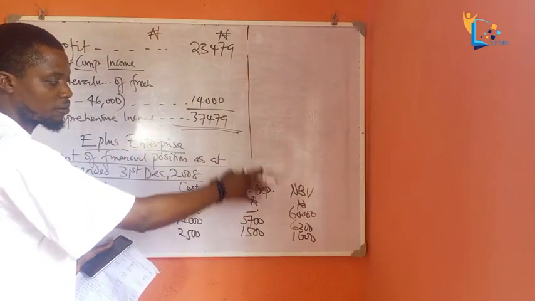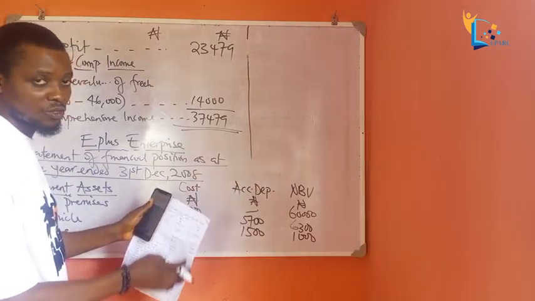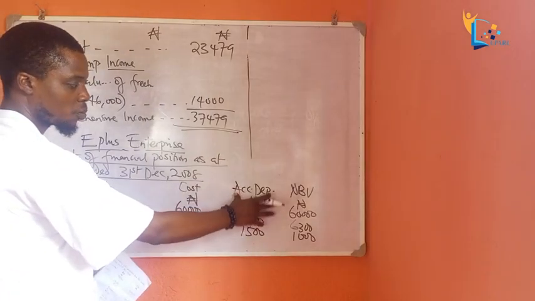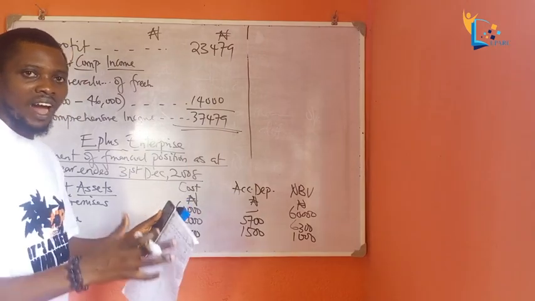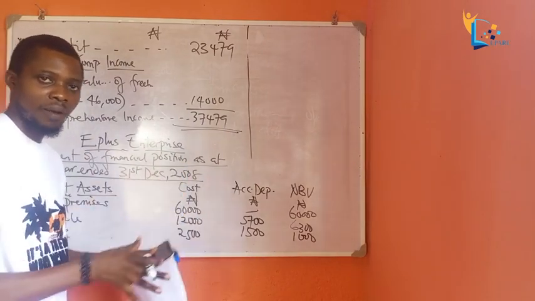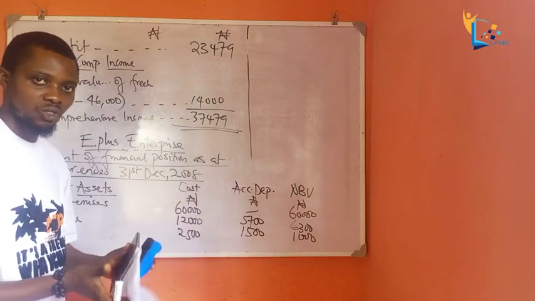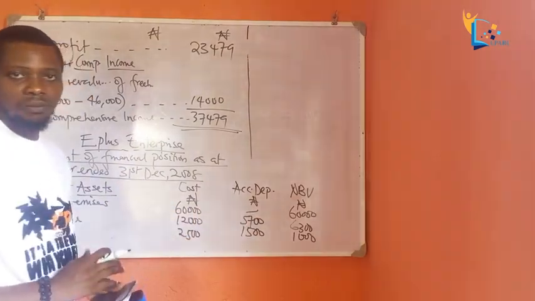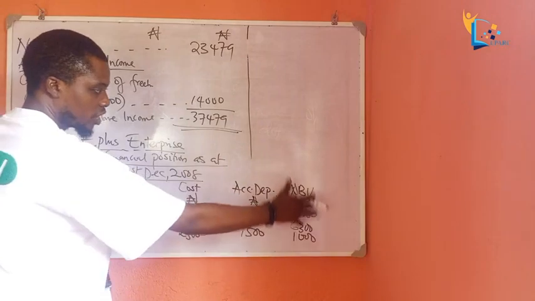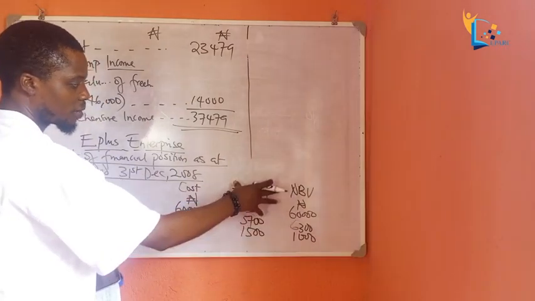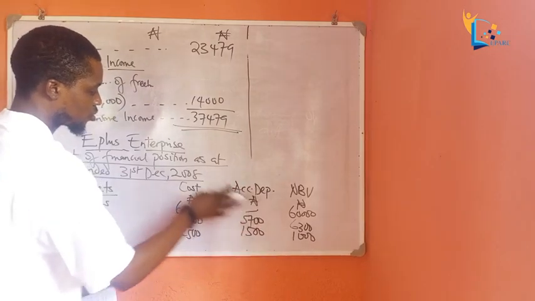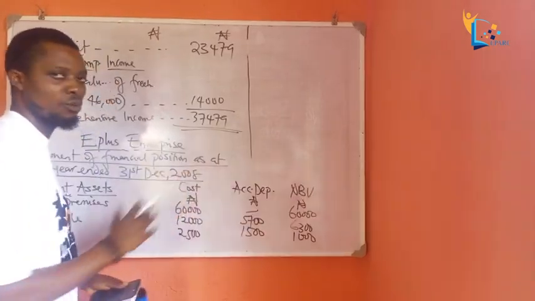If it was just depreciation from the trial balance, we would just say depreciation, but we say accumulated because we have to add all depreciation, both from the trial balance and the additional information. We have to add them together to give us accumulated depreciation. Then this is our result, net book value. Net book value is gotten by deducting accumulated depreciation from the cost. It will give us net book value.